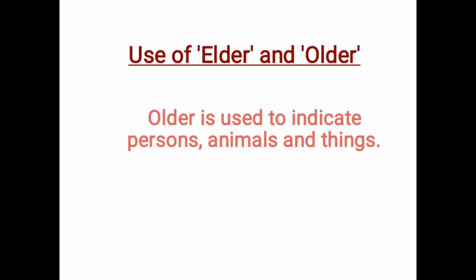So let's start. Older is used to indicate person, animals and things. Okay, just remember older is used to indicate person, animals and things. समान, पशु पक्षी और इंसान, इन सबको इंडिकेट करने के लिए हम ओल्डर का यूज करते हैं.